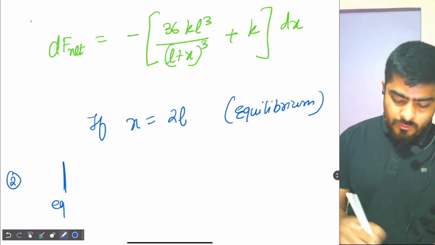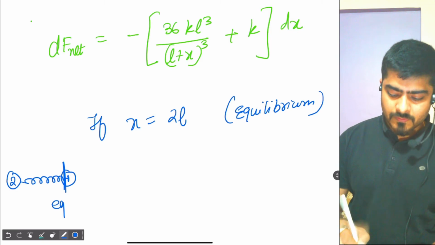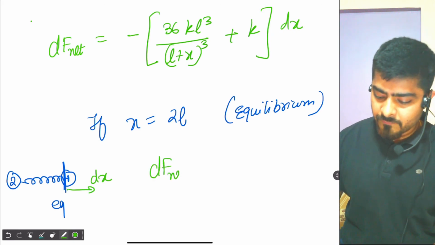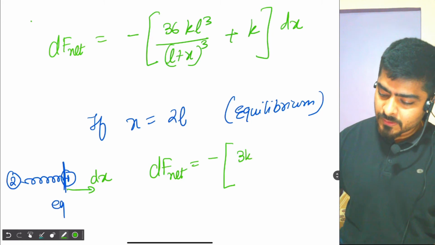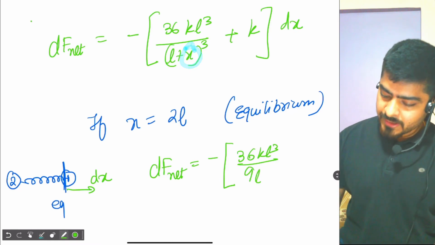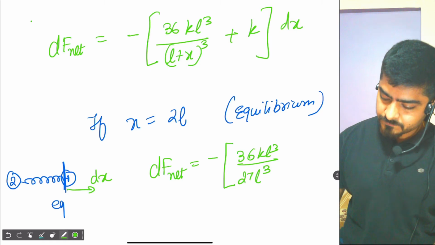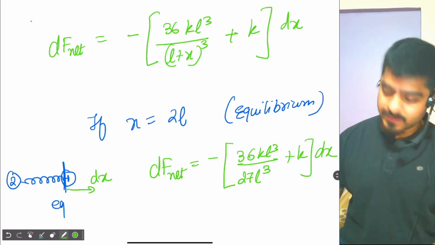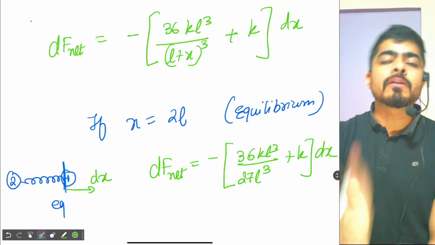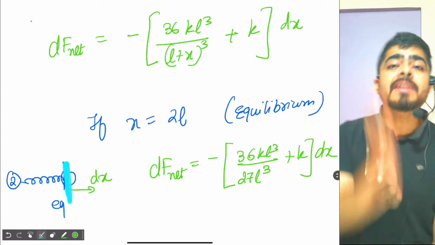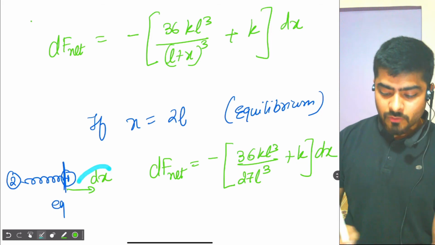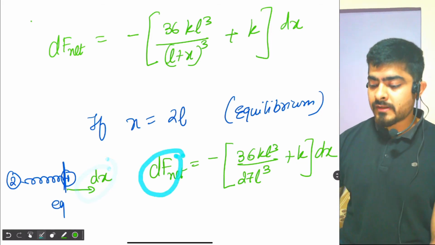Let's say here's your ball 2, here's your spring, and here's your sphere or ball 1. If I'm displacing from the equilibrium position by dx, then dF net is equal to minus 36 kL cube by, put x equal to 2L, so 27L cube, plus k times dx. This is your net force when you have a displacement dx from equilibrium. Obviously at the equilibrium the ball is not going anywhere. Equilibrium is the mean position of oscillation, and from the mean position you take a displacement dx and then you obtain the force equal to this value.